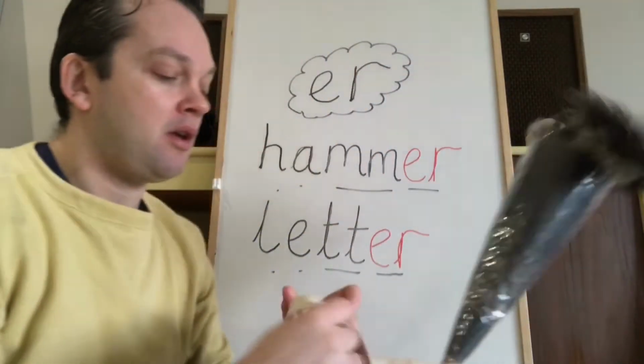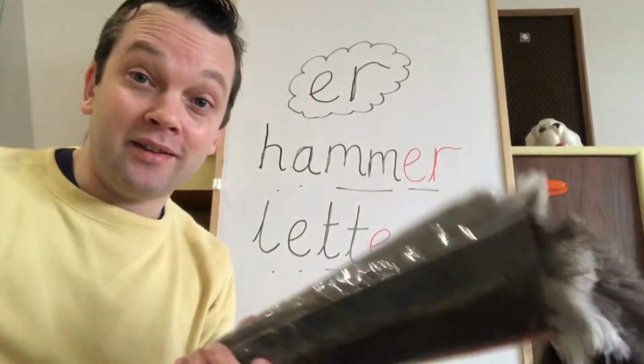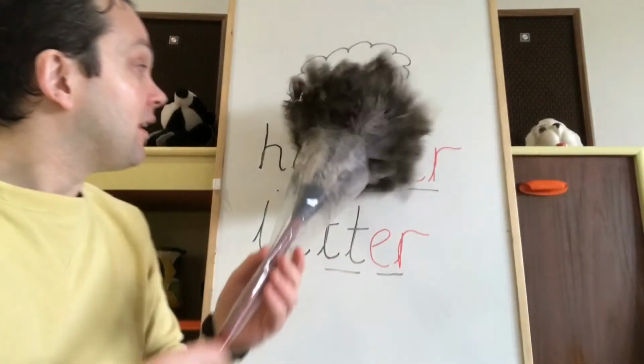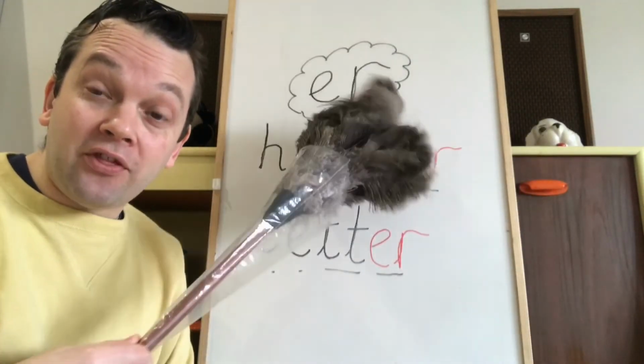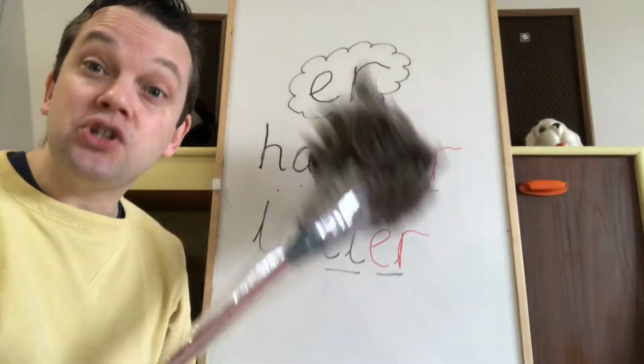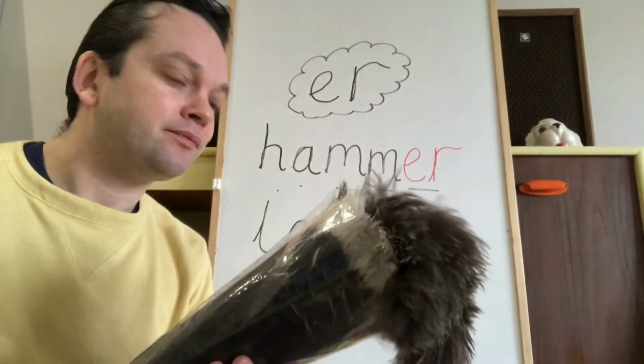Okay. Where's that bag? Oh, I love this one. So this is a duster. You can use it for cleaning, for getting rid of dust. It's a feather duster. See, it's made out of feathers. Duster.